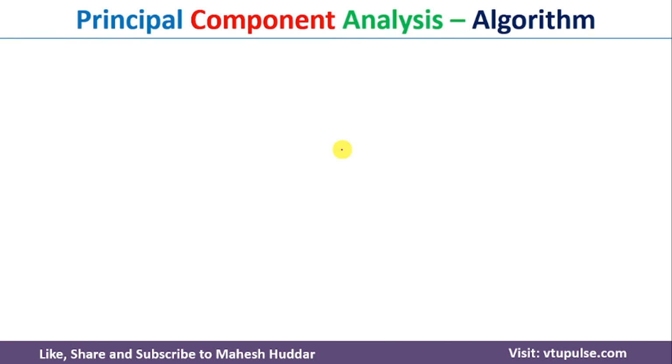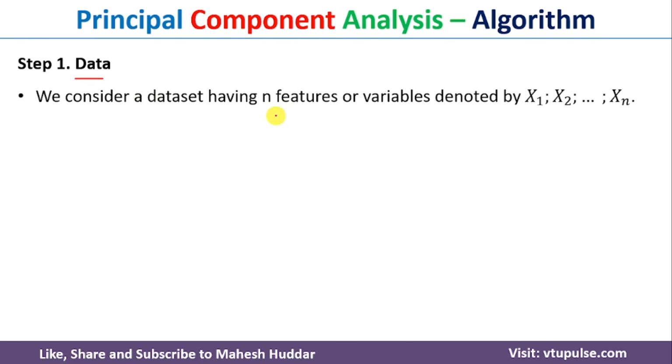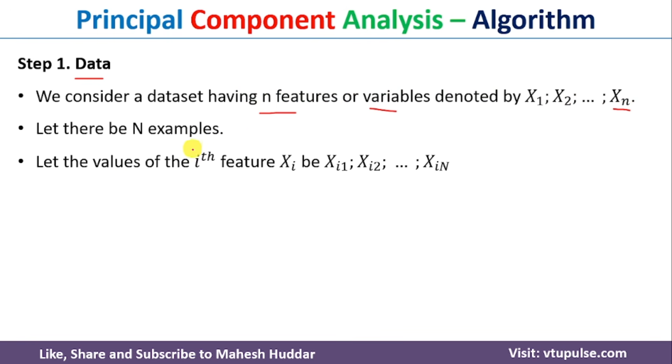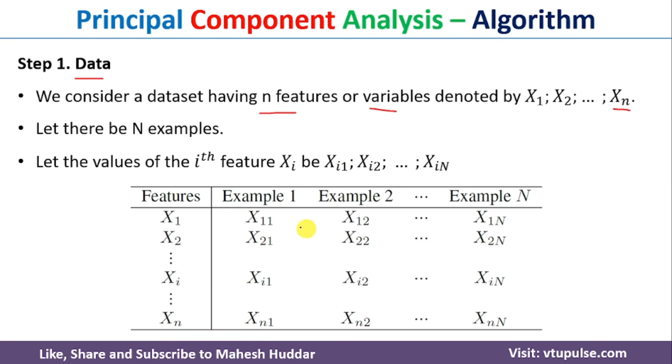Now coming back to the algorithm of principal component analysis, the first step is to define the dataset. In this case, we consider n number of features or variables denoted by x1, x2 till xn, where n I have selected as a small case here. That is, n number of features are there and capital N number of examples are there. Each example is represented as xi1, xi2 till xin, which can be represented in matrix format something like this.